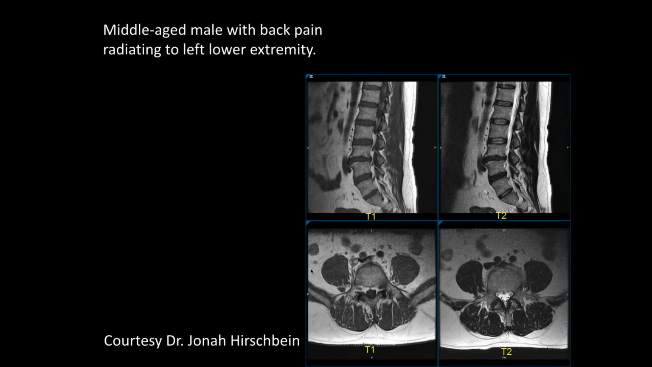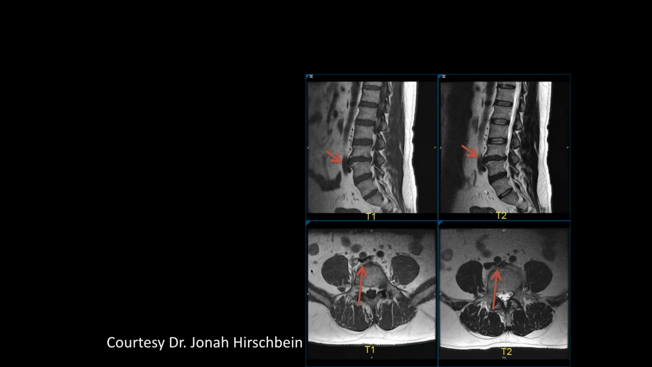Okay. Let's see. Hamid, what do you think of this one? Okay, so middle-aged male with back pain radiating to the left lower extremity. Okay, so endplate changes at L3, L4, and some disc signal loss at L3-4, L4-5. Yeah, and there may be a transitional vertebra there.